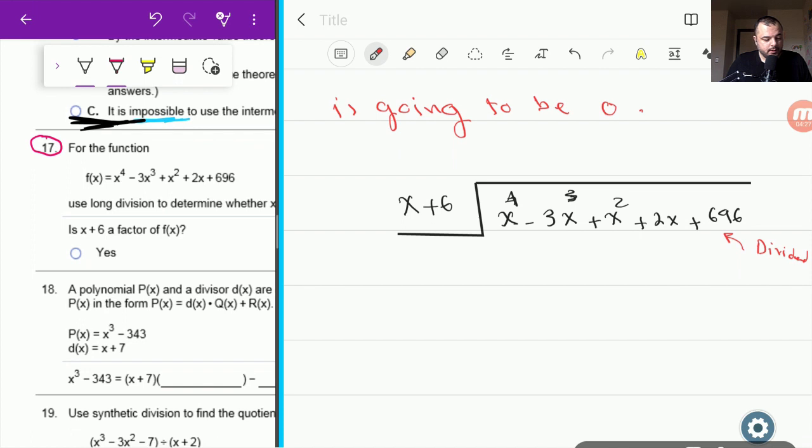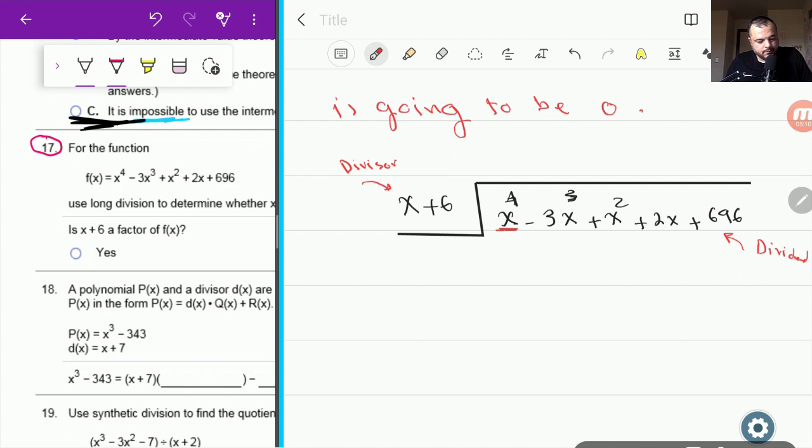The dividend is written in order in terms of the degrees of the x's. The first one is x to the power of 4, the second one is x to the power of 3, then x to the second degree, then x to the first degree, then the constant. So the division starts by taking the leading term of the dividend and dividing it over the leading term of the divisor. This is the divisor.